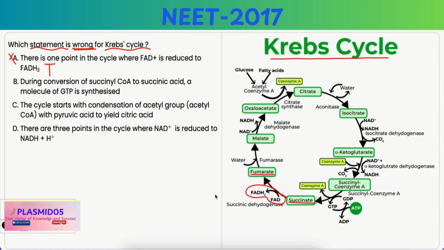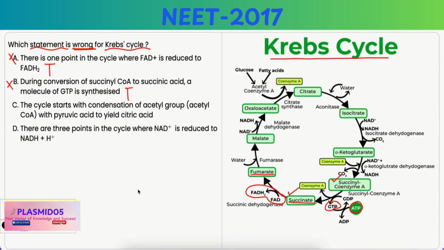Option B, during conversion of succinyl-CoA to succinic acid, one molecule of GTP is synthesized. This is also true. In this step, substrate level phosphorylation occurs, resulting in the synthesis of GTP, which can be converted to ATP. Hence, it is incorrect option.